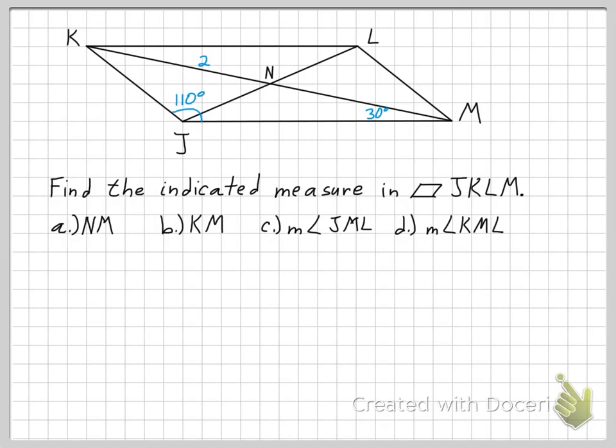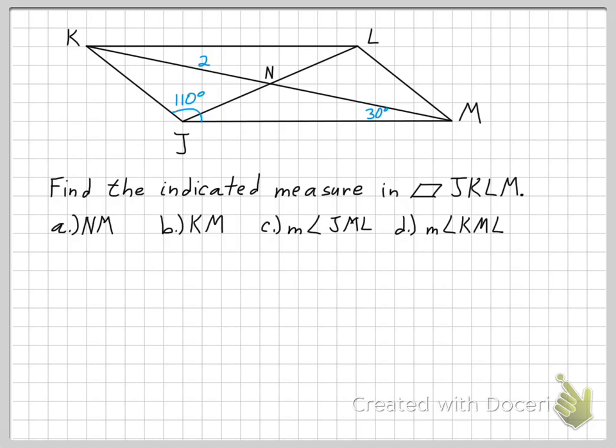Okay, so here's a typical problem you'll get. Find the indicated measure in parallelogram JKLM. So letter A, we need to find the measure of NM. Letter B, we need to find the measure of KM. Letter C, we need to find the measure of angle JML. And letter D, we need to find the measure of angle KML.